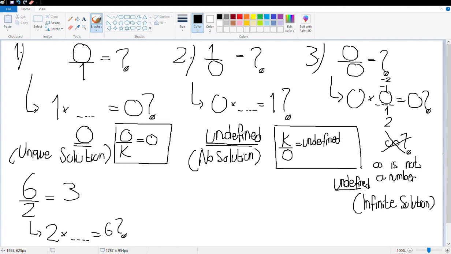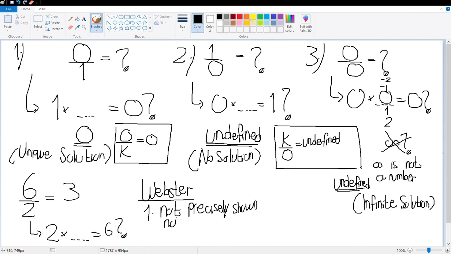That's not wrong. But one thing that you need to know is undefined itself has two meanings. If you check the Webster dictionary, I think you could check any dictionary, but Webster is the best, you'll get two meanings. The first meaning states it is basically not precisely shown, or not clear enough. What does that mean? Basically, it means you do not have the certain value, or the exact value.